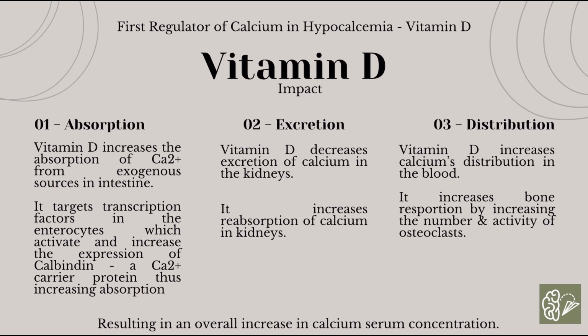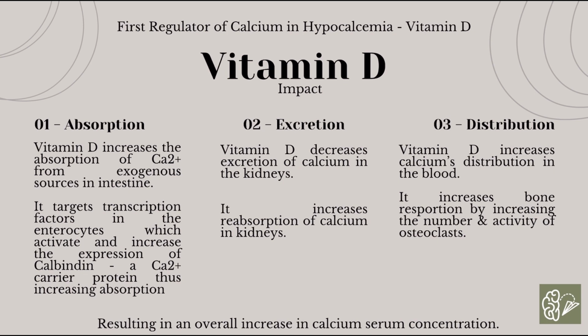To summarize it, the whole role of vitamin D is to go to the enterocytes and ultimately increase the amount of calbindin, which will increase the absorption of calcium in the enterocytes, or increase the amount of absorption from exogenous resources. So whenever you're taking food sources that have calcium, vitamin D will increase the amount that is going to be absorbed from these food sources. Regarding excretion, vitamin D needs to decrease the excretion or increase the reabsorption. So it wants to minimize the amount of calcium being excreted from the kidneys.